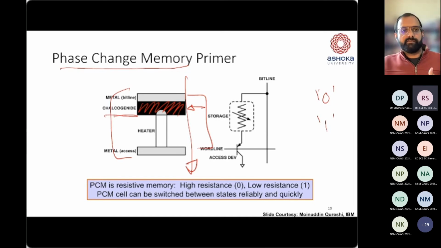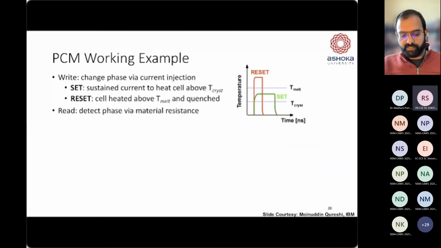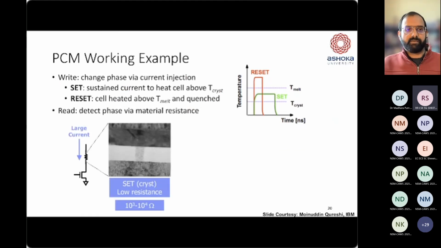So if a large amount of current can pass, then of course this material is in the crystalline state, and then you know what value is being stored in the cell. And if little amount of current passes, then you have more resistance, and it's in the amorphous state, and that's a different logical value associated with it, right? So again, this is essentially the crux of the matter that I have described so far.